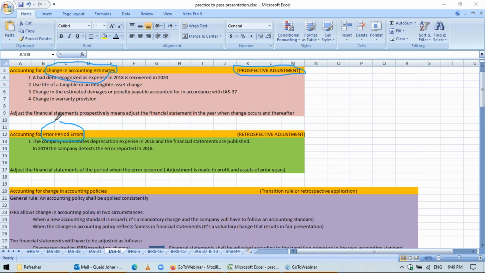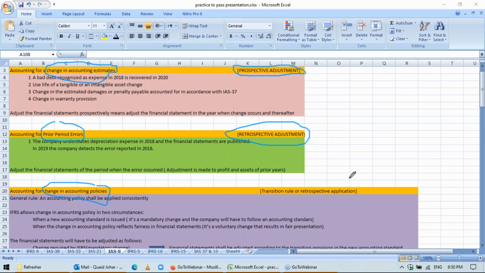You cannot adjust the current year's profits for it because the error occurred in the previous year. So you have to correct the profits of the previous year also. And if you adjust the profit of the previous year, your opening retained earnings will change. So it's a retrospective adjustment. And also the assets or liability, the corresponding effect will also be taken to the opening balance of the asset or liability. So your profit will be adjusted for the previous year, for the comparative year, or even earlier if it is, and the opening balances of the asset or liability, but the current year profit should not be adjusted for. The same way, if an accounting policy is changed.